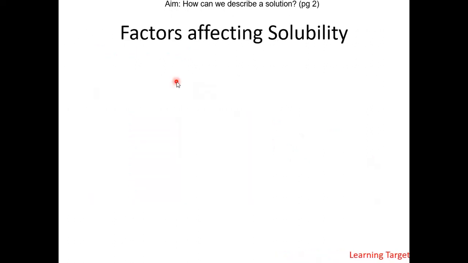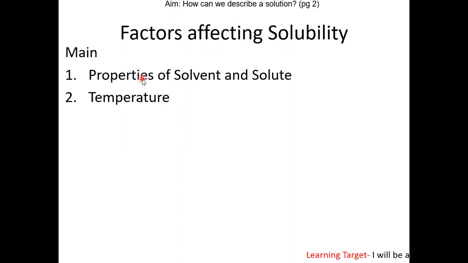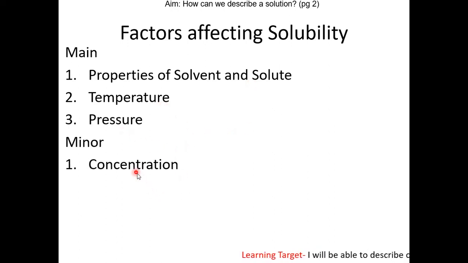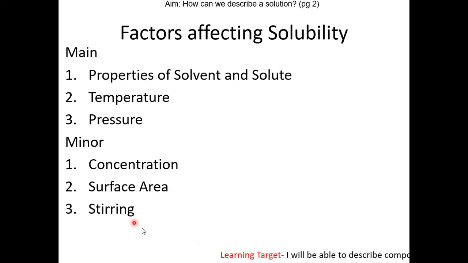Now we're going to talk about the factors that affect solubility. Here are the main ones: the properties of the solvent and the solute, temperature, and pressure. Here are the minor factors: concentration, surface area, and stirring. So for the rest of the lesson, we're going to focus on temperature and pressure.